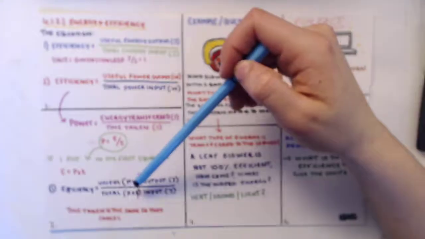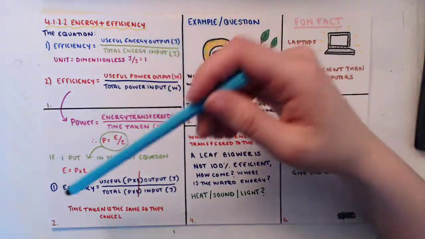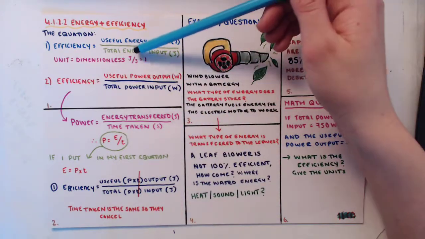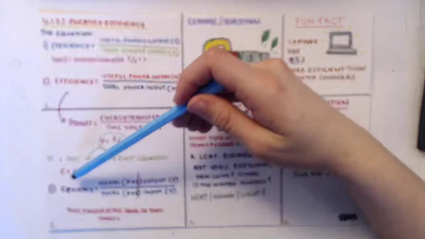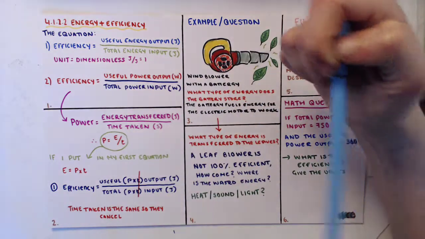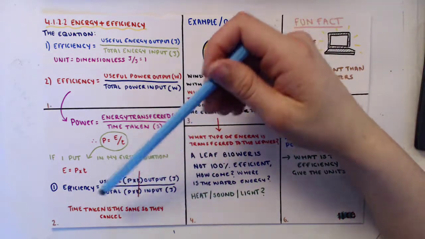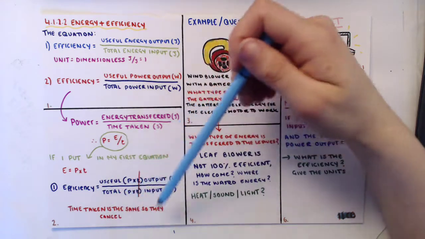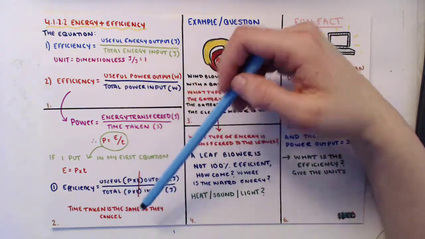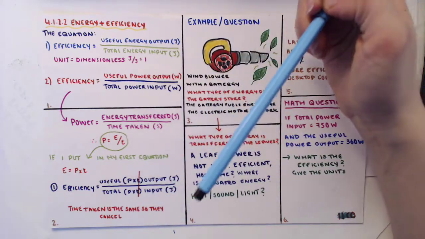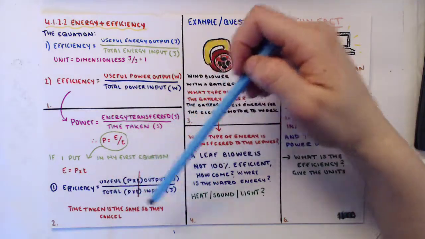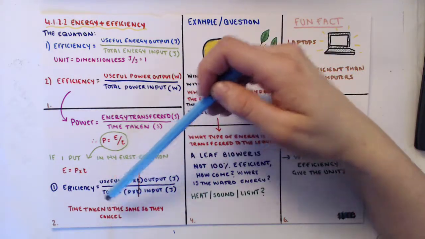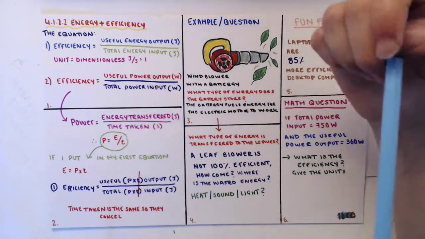So if I sub this into my first equation, I have useful energy, which is power times time output, divided by total energy input, so total power times time input. I have useful power times time output divided by total power times time input. Now the time taken is the same, so the t's cancel. You're left with useful power output divided by total power input, which is the second equation for efficiency.